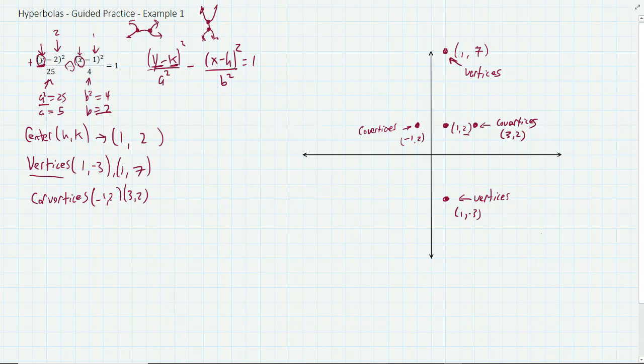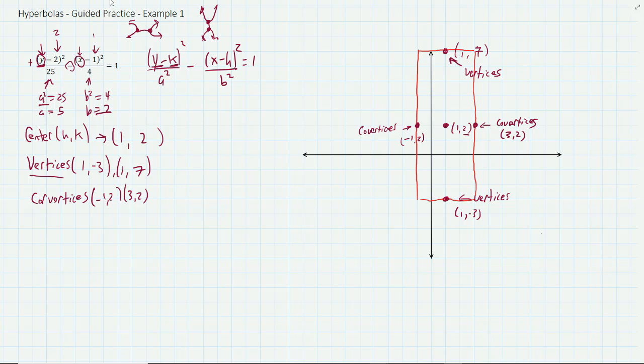Okay, so we're going to do this. We're going to go through here. When I'm saying we're going to draw a box like this, where the edges of the box are the vertices and the covertices, they have to go through the outside points and make a rectangle. And this will be your guideline for drawing your asymptotes. And so we have this going on here, okay?